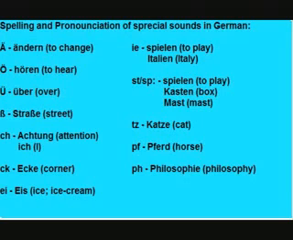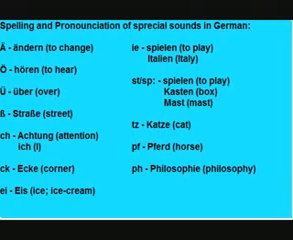The CH has a hard sound if you have it after A, O, and U, like in Achtung, attention. And when you have it after I or E, or in front of a consonant, it's a soft sound like in ich, so I. The CK is pronounced like a normal K, like in Ecke, corner.